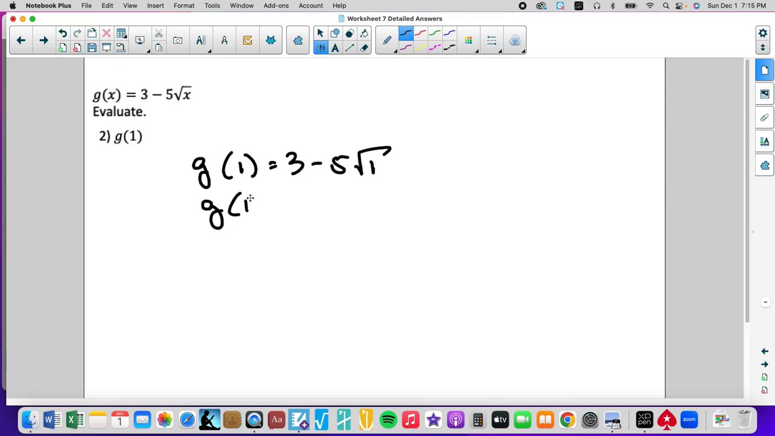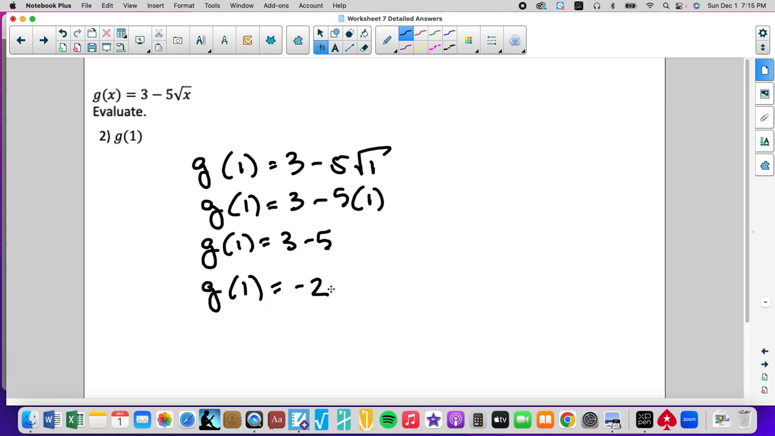And we're going to simplify the radical first, if we can. In this case, we can. The square root of 1 is 1. And now we are going to do orders of operations. We're going to multiply negative 5 times 1, which is negative 5. So g of 1 equals negative 2.